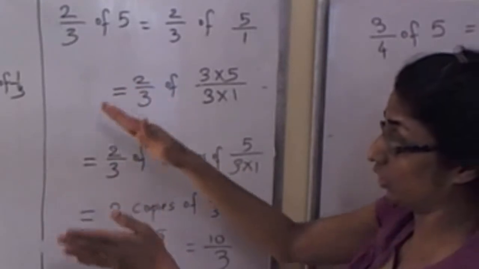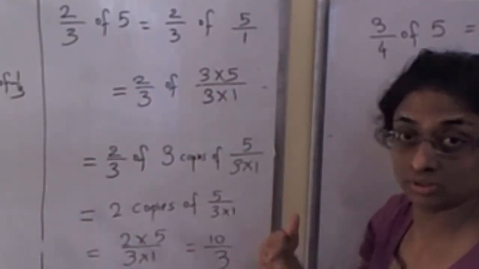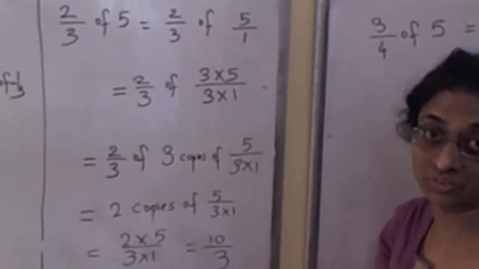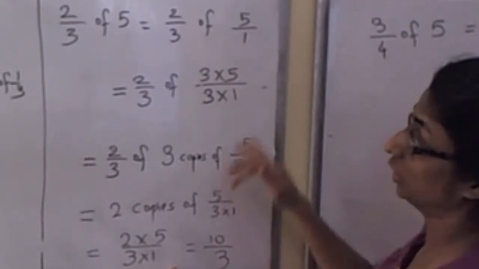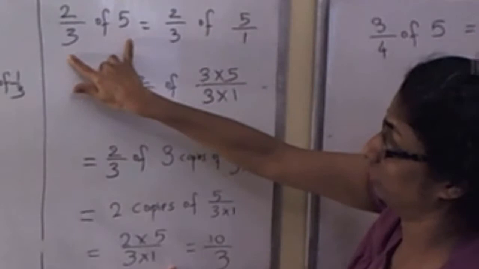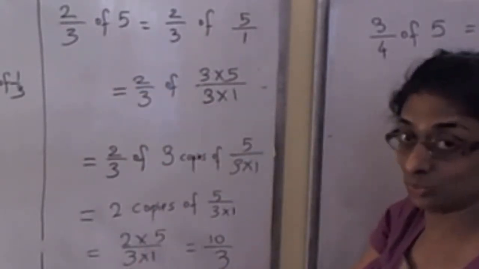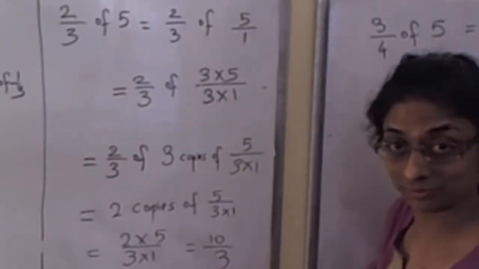Writing out all the steps shows us the mathematical reasoning, and then once you understand that, you will be able to go directly from this to this step. That's why I wanted to show you this perspective.